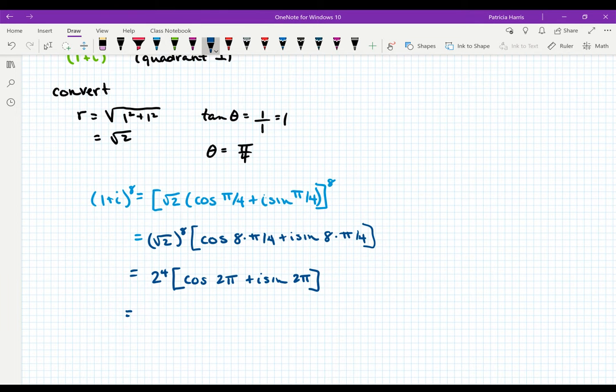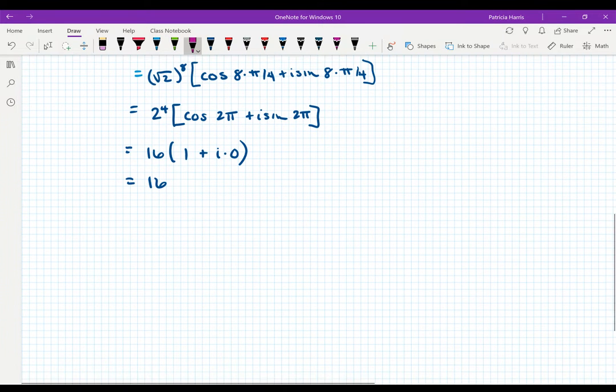So 2 to the 4th is 16. Cosine of 2 pi is 1. Sine of 2 pi is 0. So my answer is 16. Now, believe it or not, that is way easier than multiplying it out 8 times. Okay? All right, let's do another one.